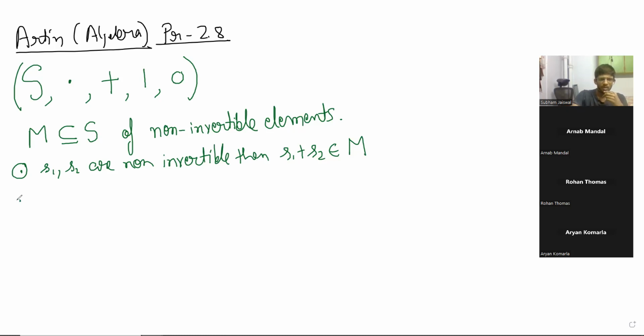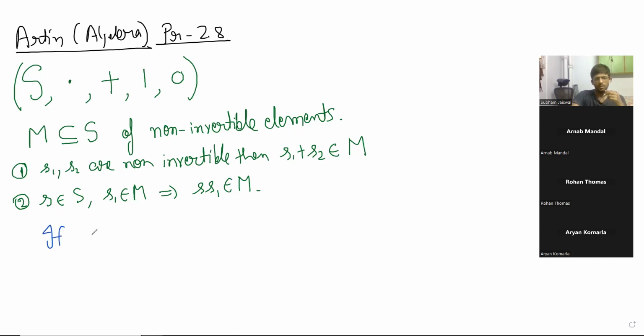Is that given or do we have to show it? No, it's given. Okay, all are given. And the second would be that if S is in S and S1 is in M, then S times S1 is also in M. Again, it's a very expected condition, right? So these are the two things. And now let us think if this is true.